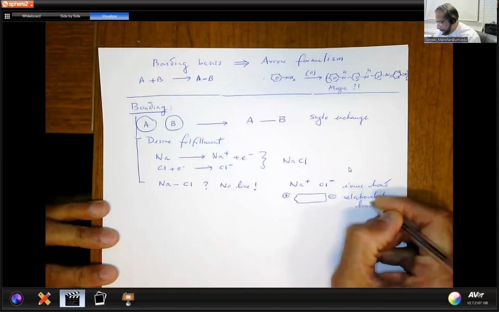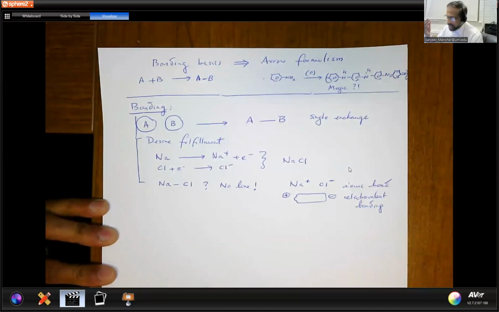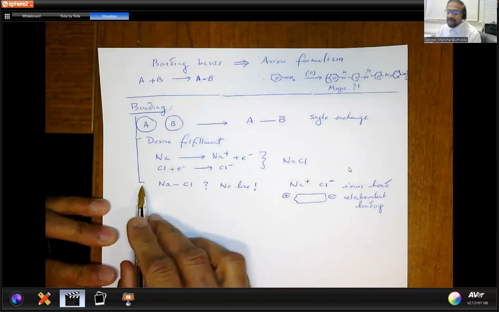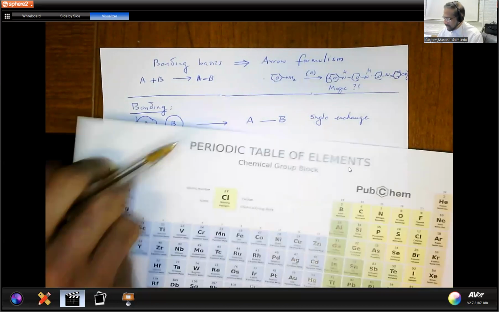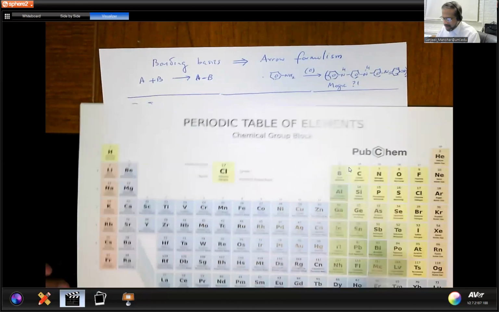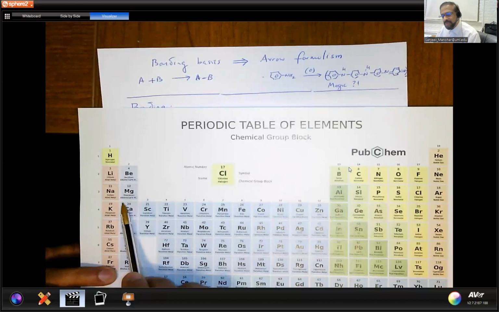Bonding, right? That's one kind of bond. Now comes the fun part, right? What if the two materials that want to form a bond are not from the opposite poles of the periodic table? Now come some definitions.